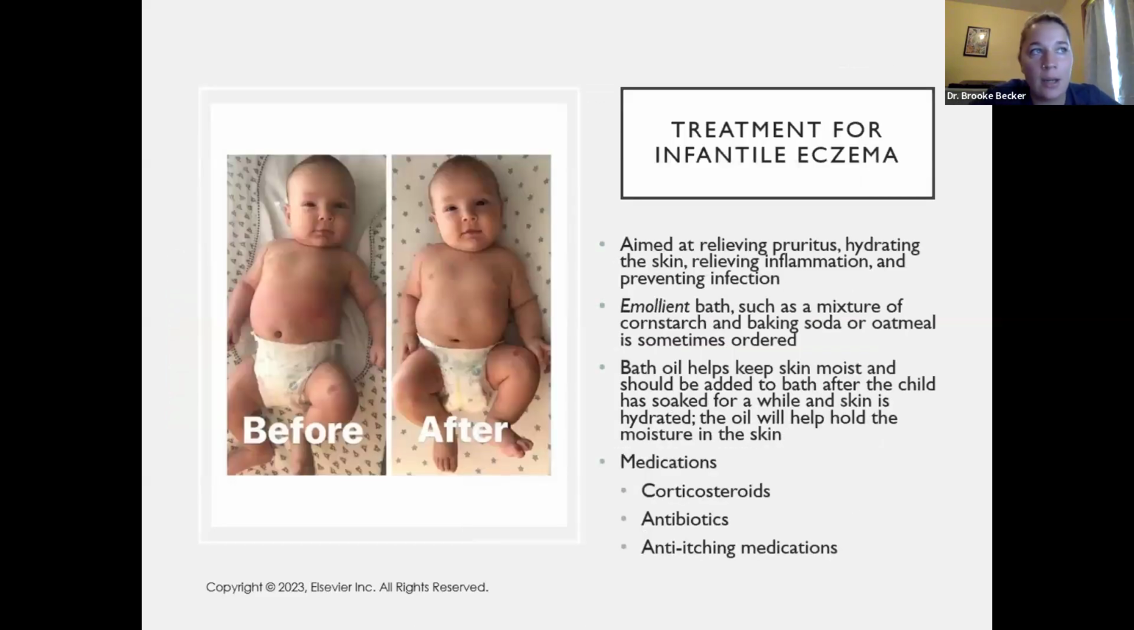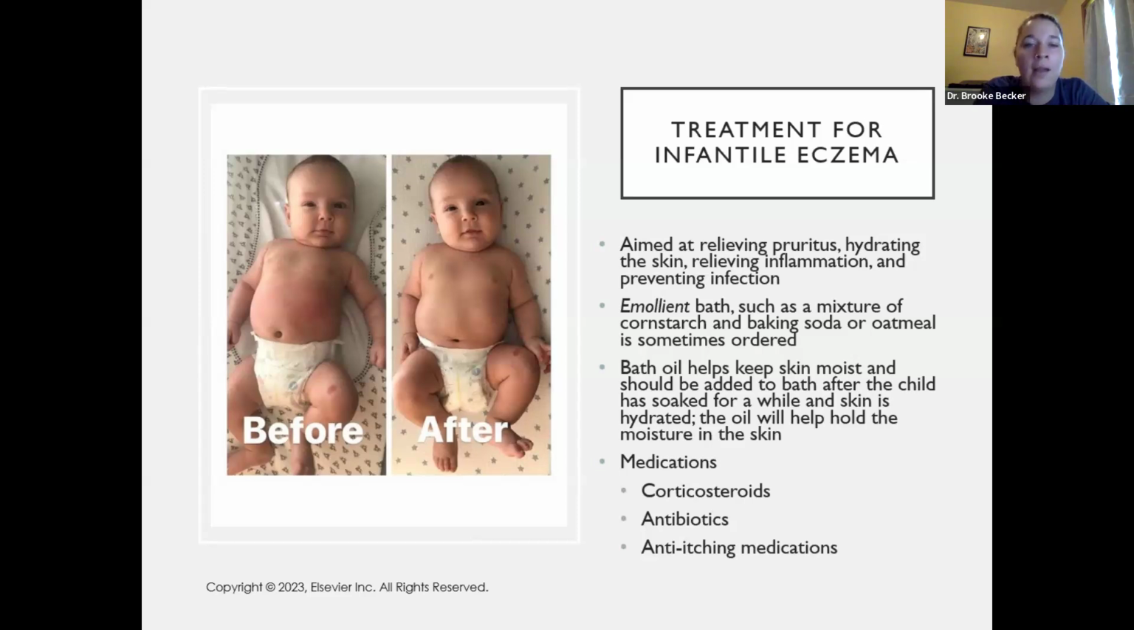Treatment for eczema is going to be aimed at relieving the itching and hydrating the skin and improving that inflammation, and then obviously preventing secondary infections. So you're going to do emollient baths, which can be a mixture of baking soda or cornstarch and oatmeal all mixed together. Have that kiddo soak in that bath, and then that bath oil helps to lock in that skin moisture.